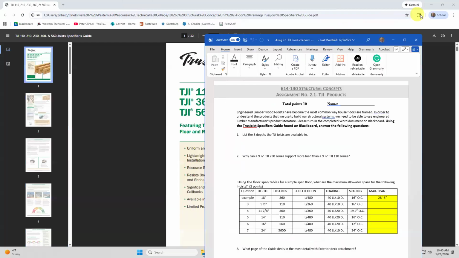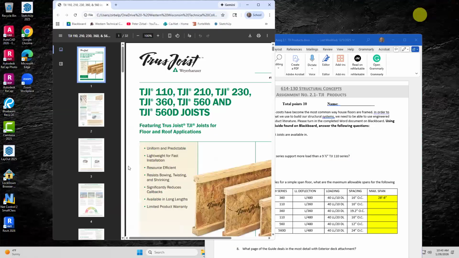So let's see if I can minimize this somehow. Do this, let's try it. Can I get rid of that?